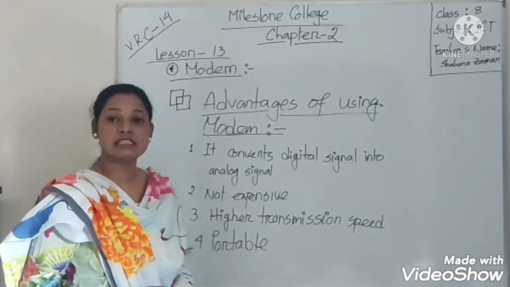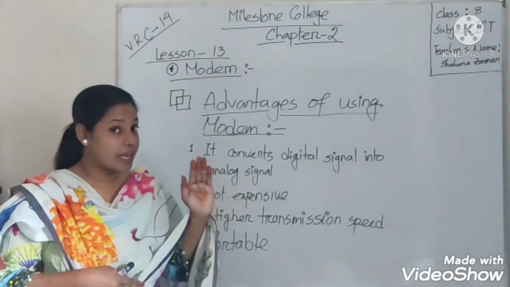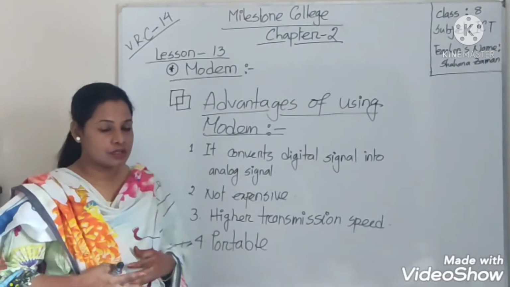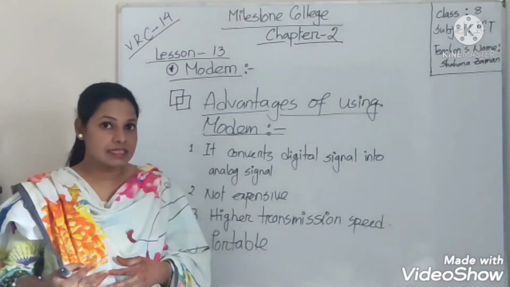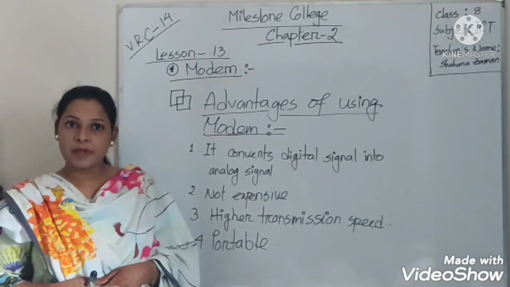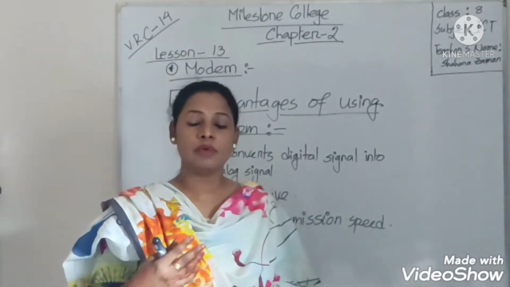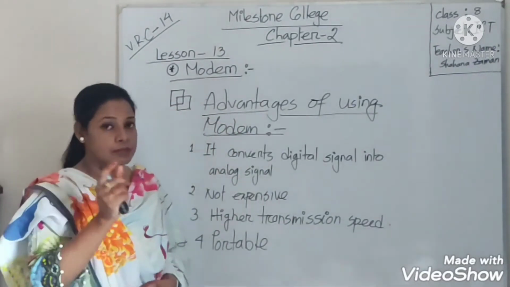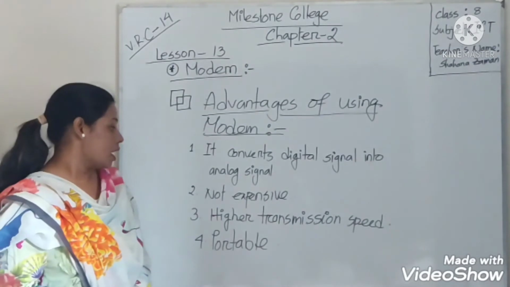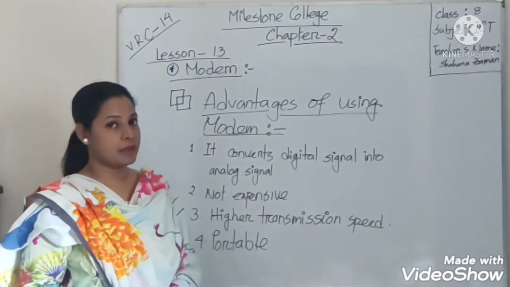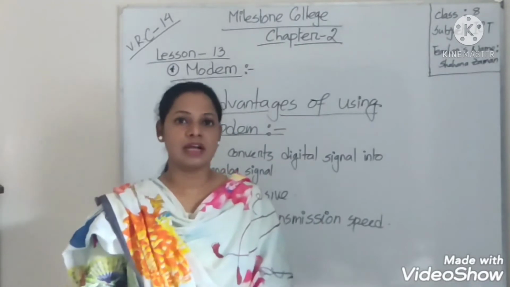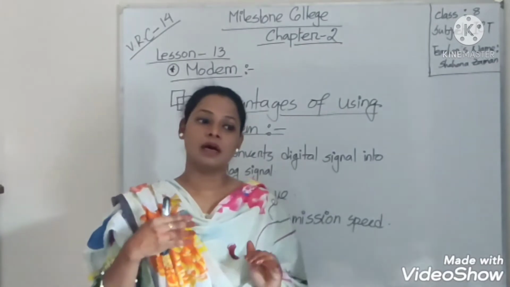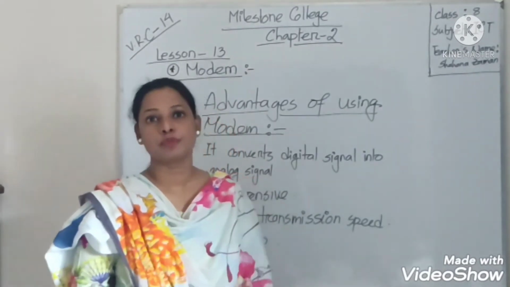It converts digital signal into analog signal. From that figure, can you remember I have shown you how it converts the digital signal into an analog signal and the analog signal into a digital signal. Number 2, not expensive. Yes, it is not expensive. Anyone can purchase it and it is available in the market, so you can purchase it at a low price. Point number 3, higher transmission speed. That means it can transfer data at high speed. It's not slow. The data transmission is fast, so it's most popular.